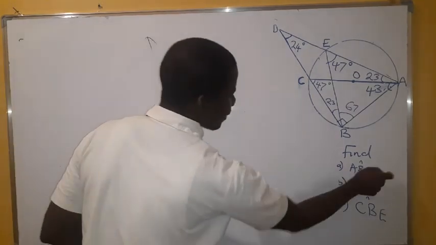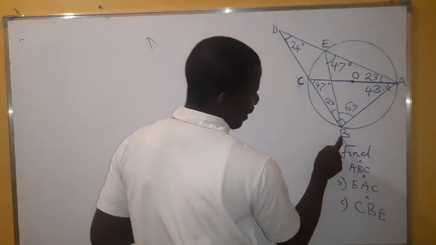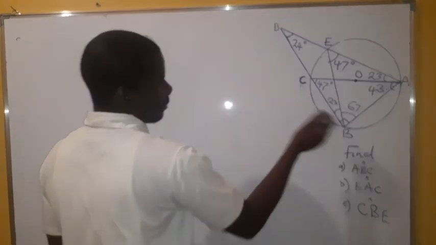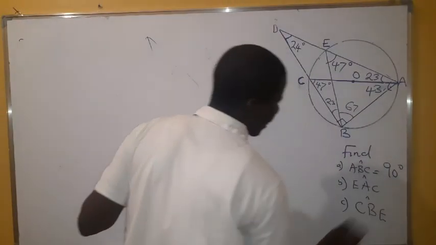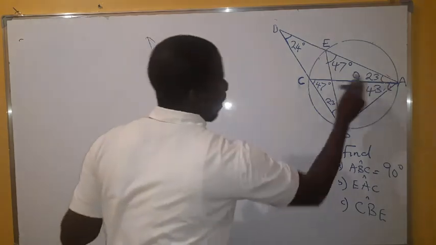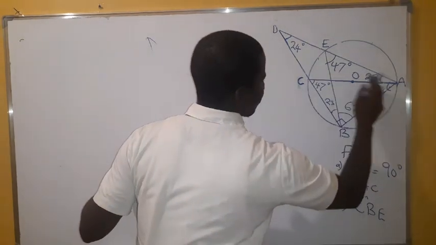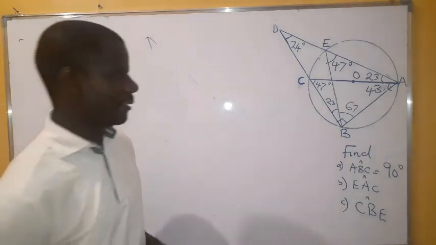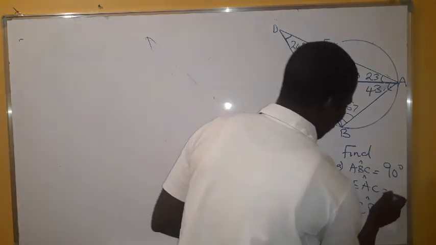So let me come to the questions. A, B, C. The first one was very simple. It's 90 degrees, like I told you. Why? This is the diameter. So we say the angle in the semicircle is what? 90 degrees. And that is what we got there. So we go on.